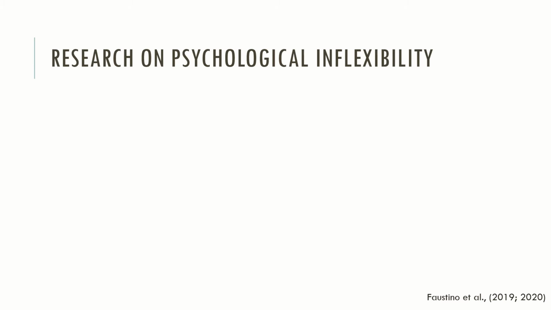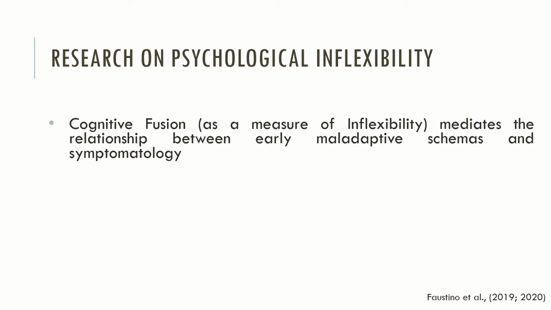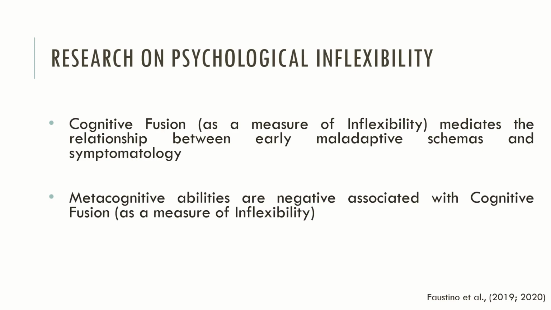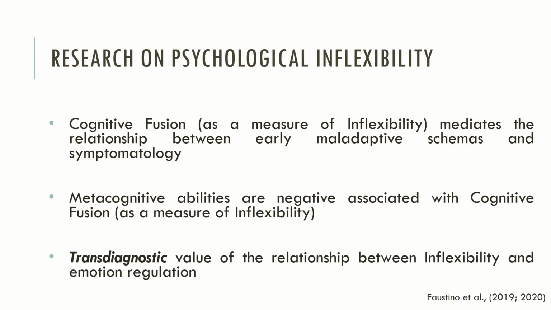So, what I found is that cognitive fusion mediates the relationships between early maladaptive schemas and symptomatology. Also, I found that metacognitive abilities or metacognitive skills are negatively associated with cognitive fusion, because if individuals are fused with their contents, they cannot distance themselves within the four or five metacognitive factors that research shows are present in the human mind. Another study showed that there is a transdiagnostic value of the relationship between inflexibility and emotion regulation. However, there are different levels of association. In the future, I'll take a deep look at this, okay? So this is just for you to understand how psychological inflexibility may relate to different constructs.